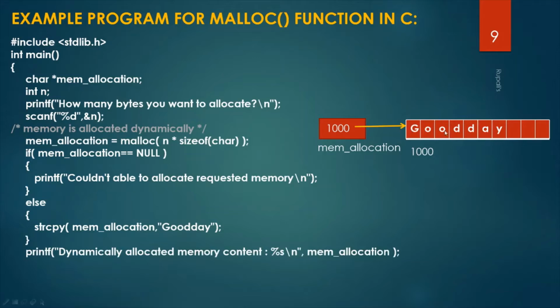Now I want to print this string good day. So just write printf percentage s, mem allocation, which means from 1000 it will print the string good day. After printing, I want to deallocate this space. So just write free mem allocation. Then this location will be freed. Now this is our program. Now see the code.